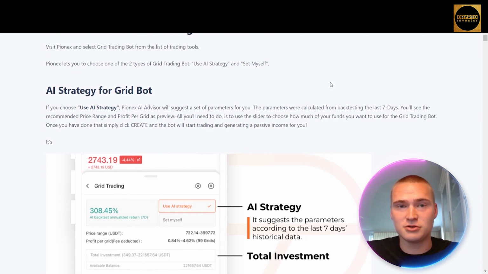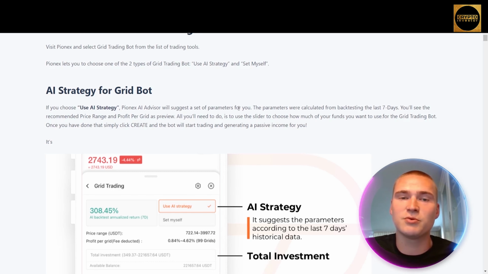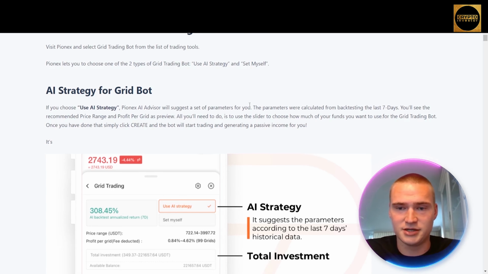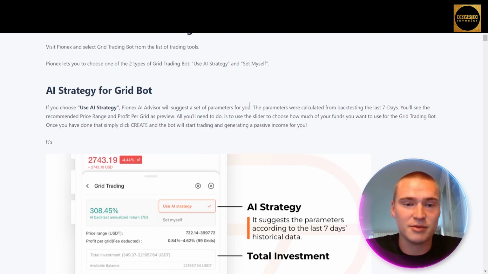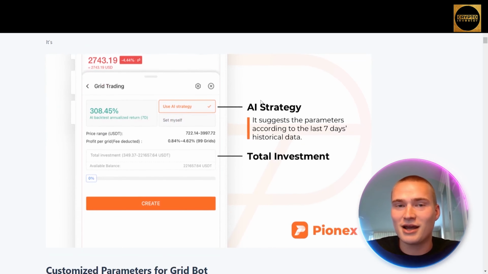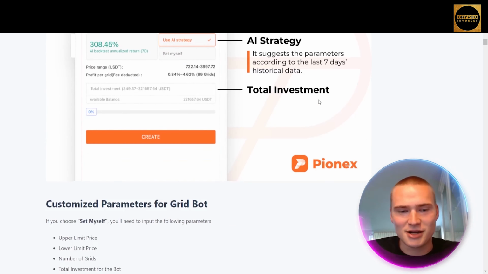First of all, you can do two things for the grid trading bot. You can use the AI strategy and you can set it for yourself. If you use the AI strategy, the Pionex AI advisor will suggest a set of parameters for you. These parameters were calculated from backtesting the last 7 days. So you'll see the recommended price range and profit per grid as a preview, and all you need to do is use the slider to choose how much of your funds you would like to use for the grid trading bot. So it's very easy and you can see it right there. Again, we will also get into how to do that for yourself a little bit later.